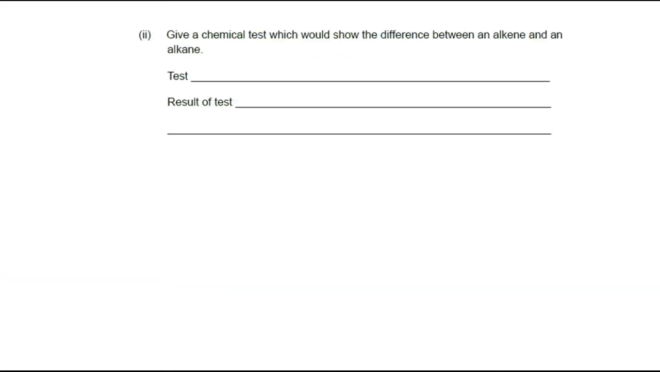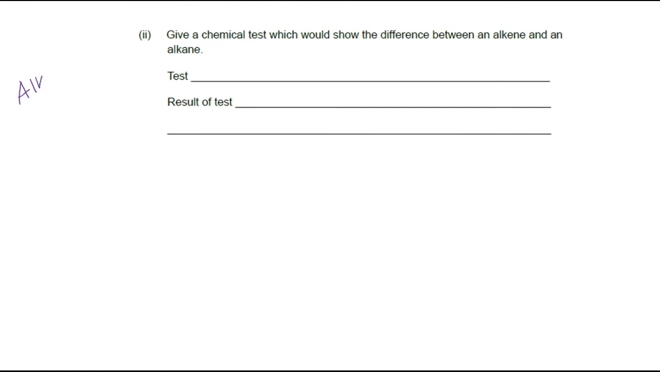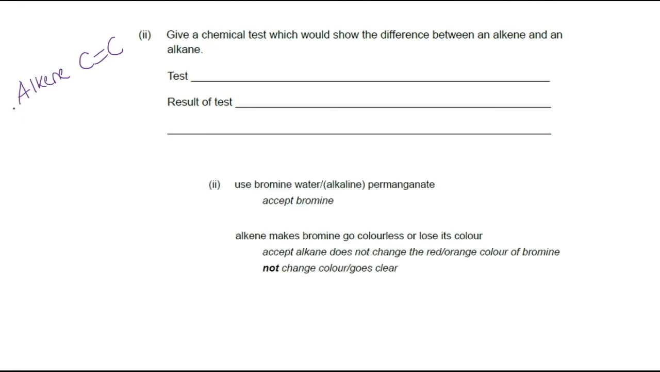Next part of the question says give a chemical test which would show the difference between an alkene and an alkane. Okay, this is the bromine test I was talking about. Remember, due to the presence of the double bond, the alkene would be completely saturated and it would turn the bromine water from brown to colorless. So it says use bromine water. Alkene makes the bromine go colorless, or it loses its color. If the bromine water did not change, it would mean that it's the presence of an alkane.